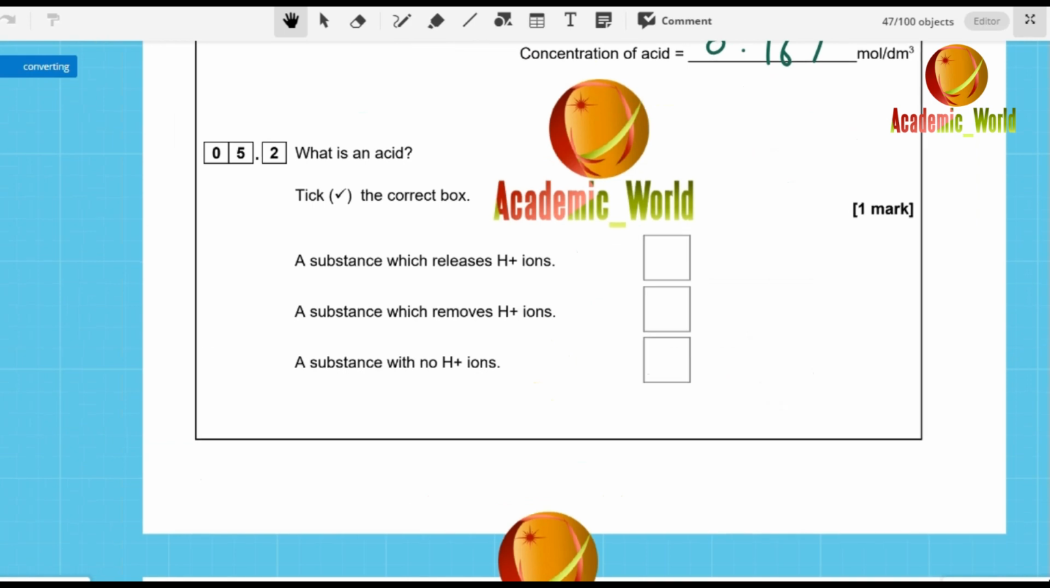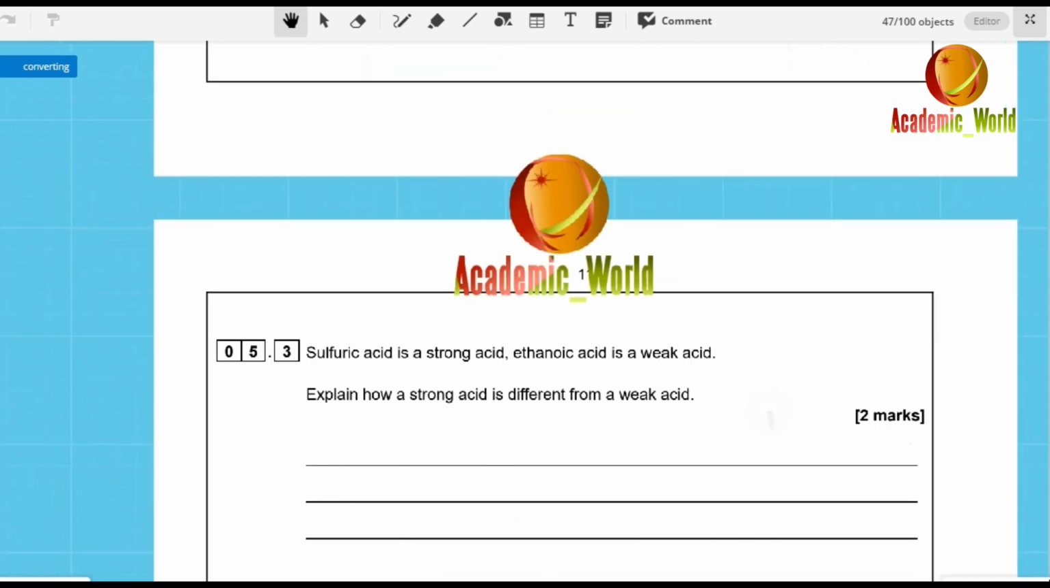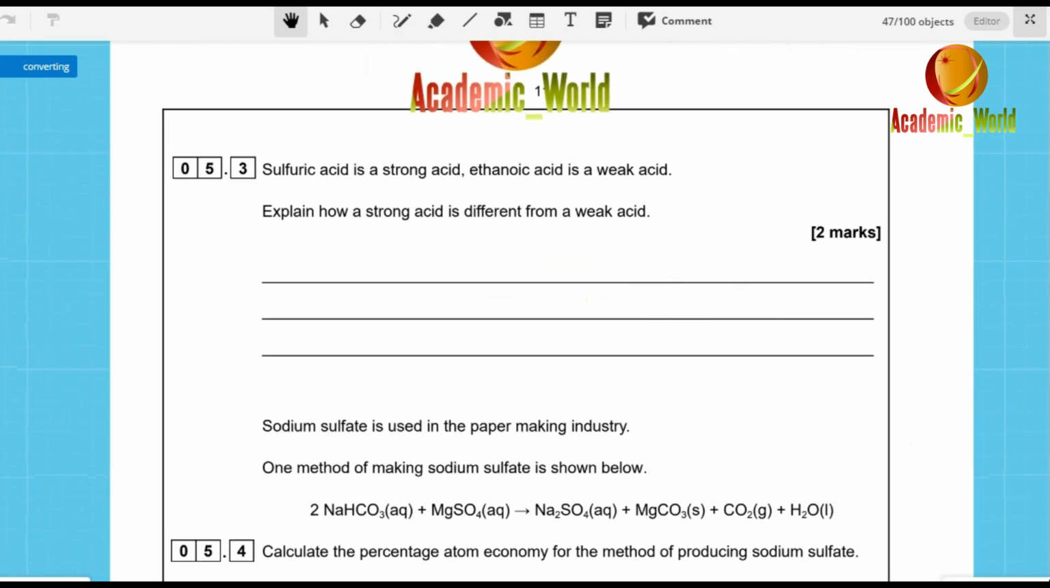And now, what is an acid? A substance which releases a hydrogen ion, or what? So you know that a substance which releases a hydrogen ion, that is the definition of an acid. Now H2SO4 is a strong acid, ethanoic acid a weak acid. Explain how a strong acid is different from a weak acid, because you know that a strong acid is fully ionized.